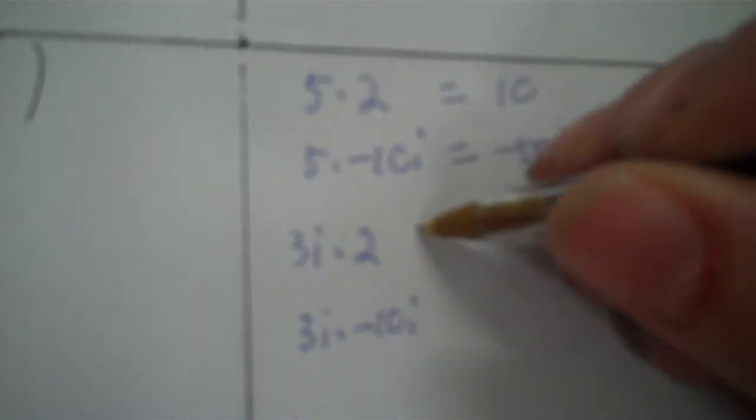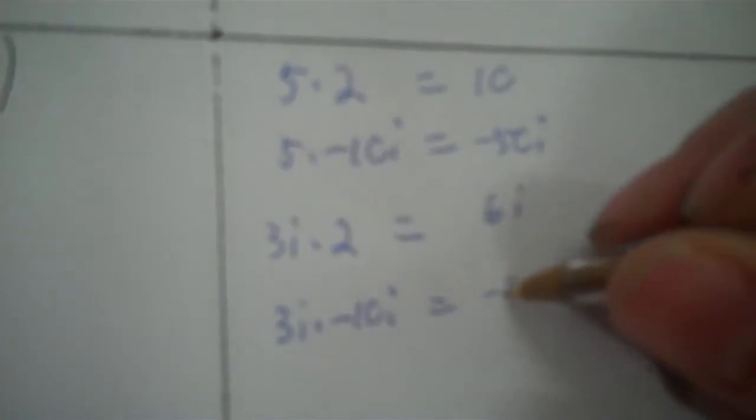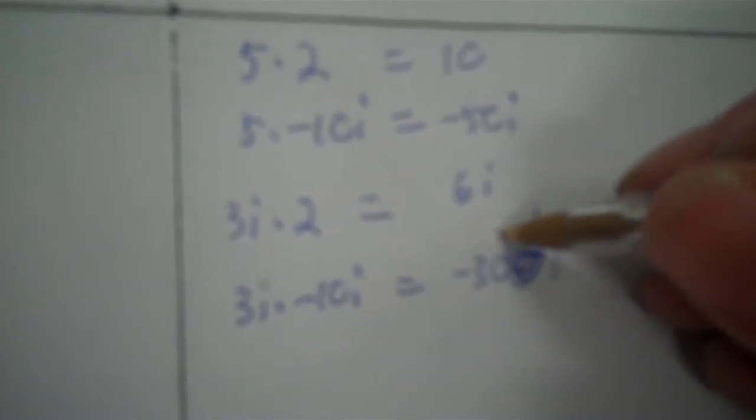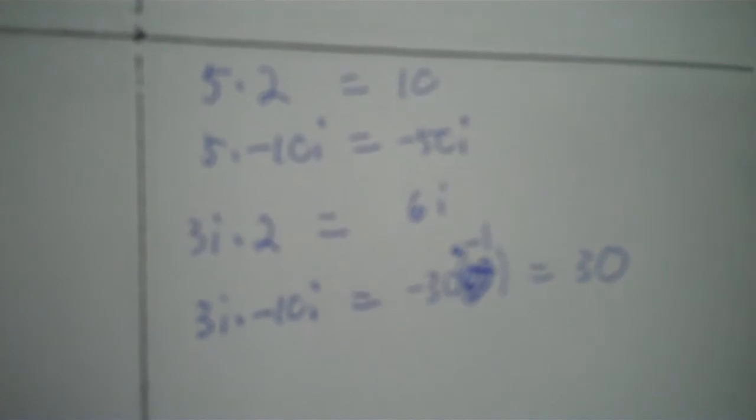Okay, so 5 times 2 is 10, and then negative 50i, and then 6i, and then negative 30i to the second, but i to the second is always replaced with that special value of negative 1. So negative 30 times negative 1 is 30, okay? Alright, so you have constant plus blank i.